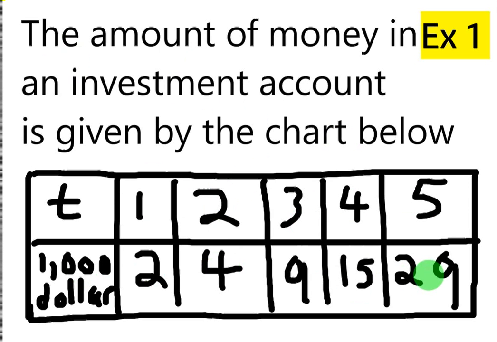9,000, 15,000, 29,000. This would be an example of what's called a high interest account or a high risk account. When you invest money, you have low risk and high risk. With high risk, you can get money back really quick, but you can also lose all your money. So that's why they call it high risk. This would be more of a high risk account, because in a low risk account, I would never grow this fast. But anyways, just giving you some perspective on that.